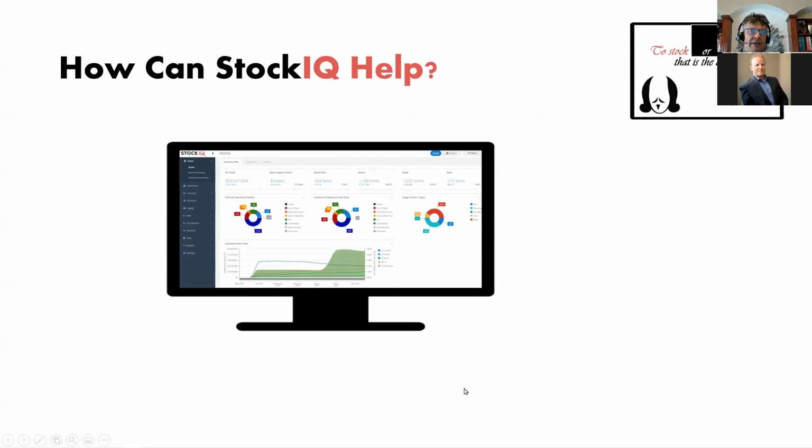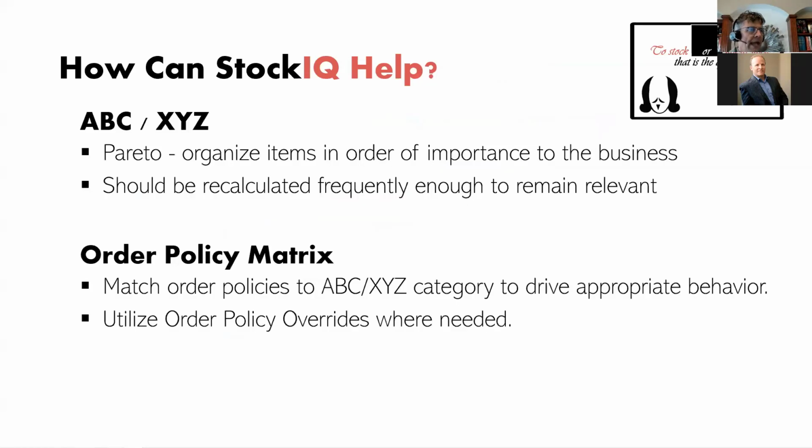And so if we think about that process, where can StockIQ be of assistance in that? When I look at it, I found at least two places, and I think Jeffrey will actually add a third to help evaluate the items. The first is the ABC XYZ matrix that's in StockIQ. Simply stated, if you're not familiar with that, it's just using the Pareto principle, the 80-20 rule, to organize items in their importance to the business.